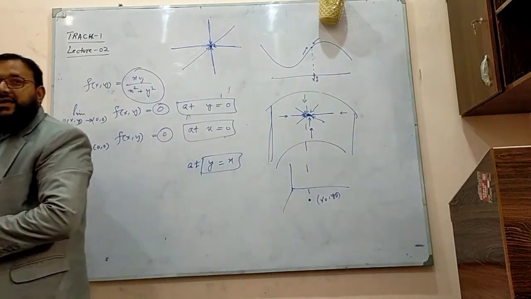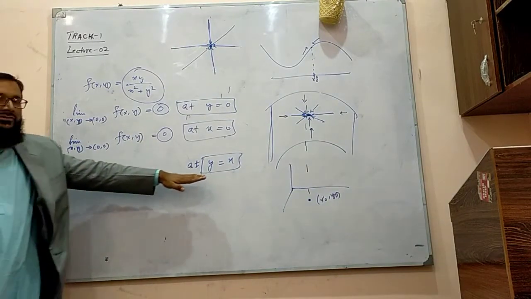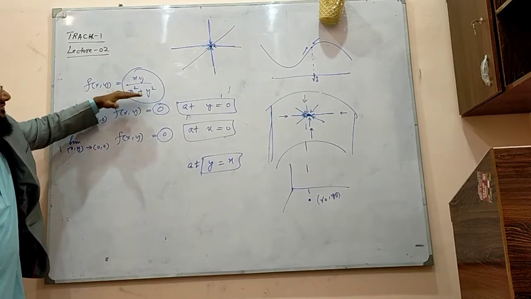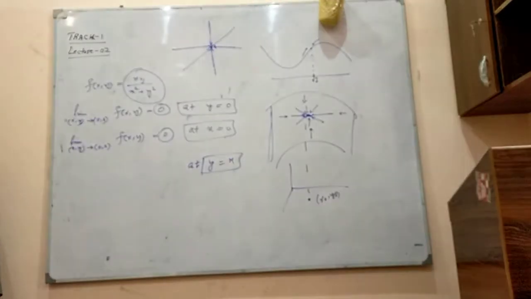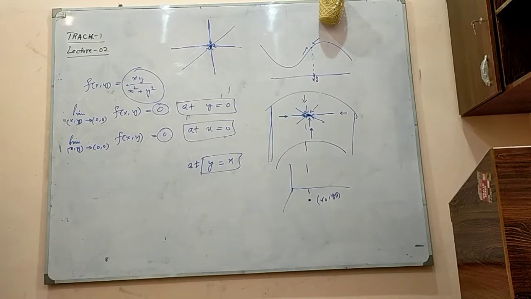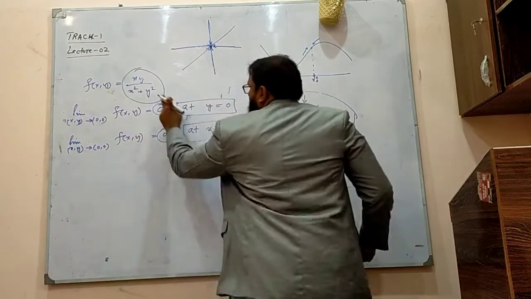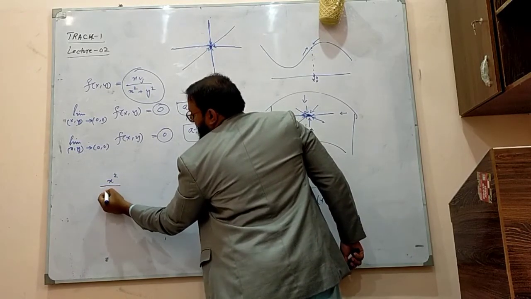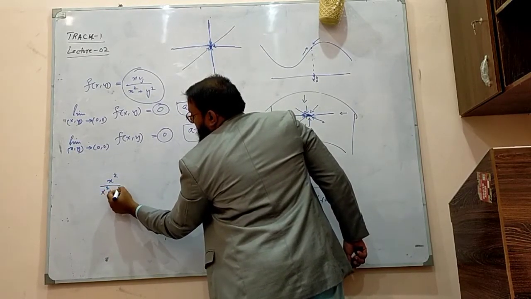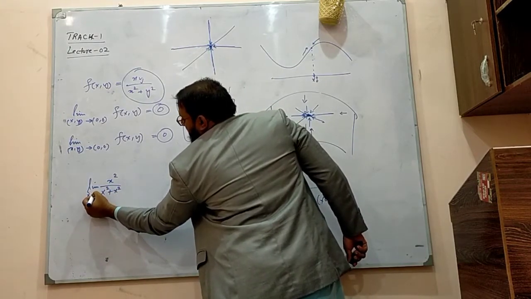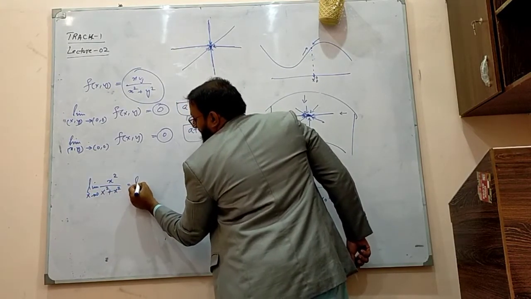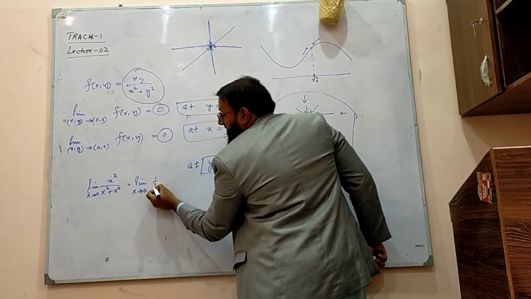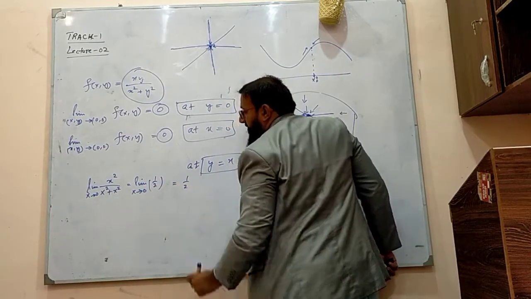The equation for this line is y equal to x. You put y equal to x here, then find this limit and check what happens. So y is equal to x; put it here, then this function becomes x square upon x square plus x square. Now find the limit as x goes to 0. So x square upon 2x square simply becomes a constant, so our answer is 1 upon 2.